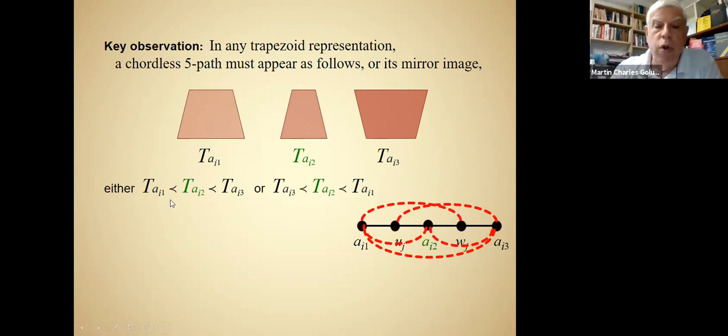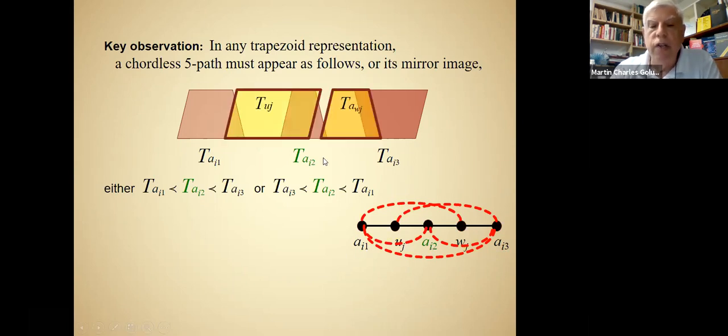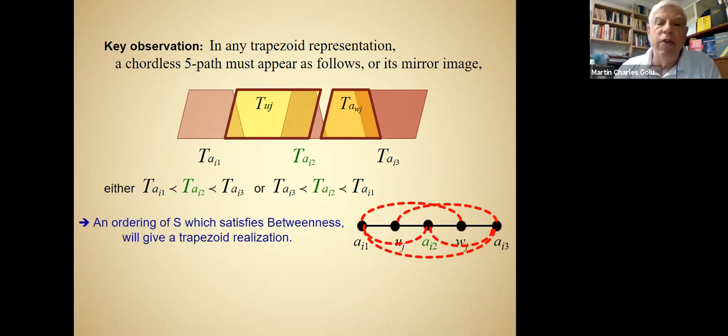And since they are disjoint, one of them, namely the distinguished guy, will have to be in the middle. So the order of them will have to be either this way or its mirror image in order to realize the P4, the P5. And the auxiliary guys will have to connect the first two and the last two. And so this is forced by the gadget, and that's what allows us to say that if we have an ordering of S which satisfies the betweenness, it will give a trapezoid realization just following this formula.